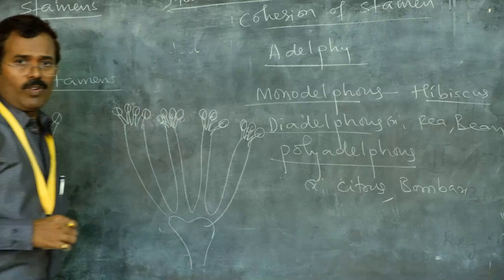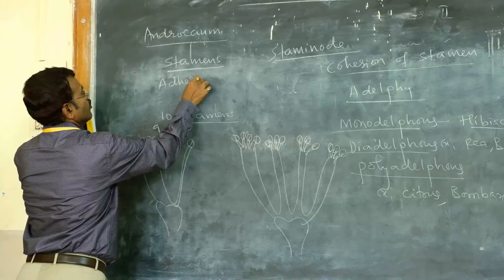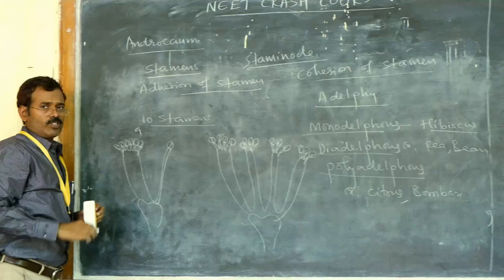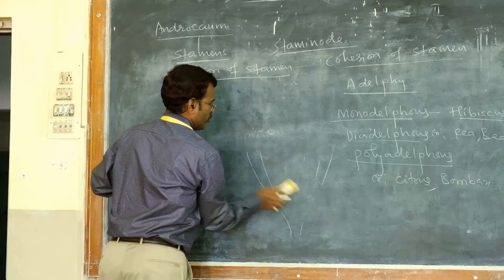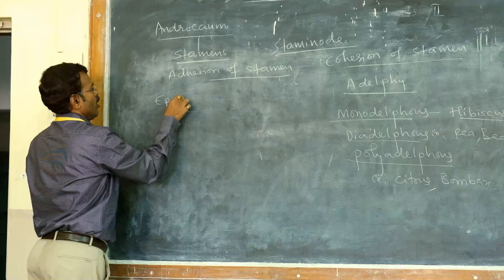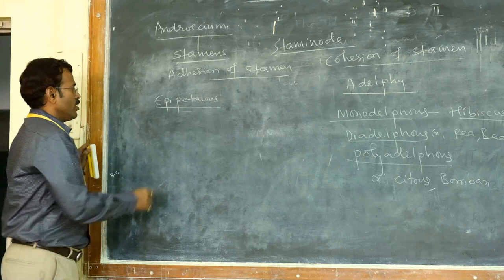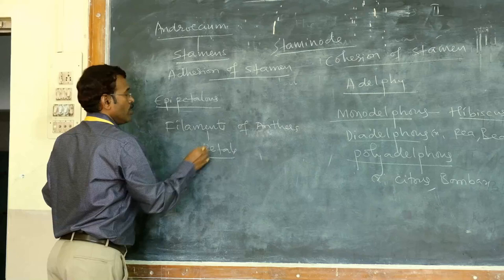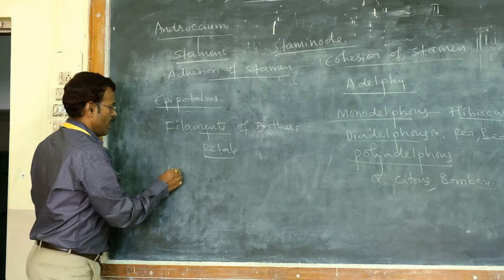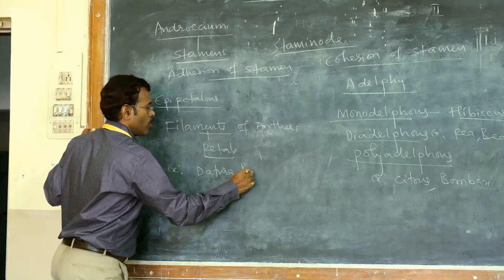Then you have adhesion of stamens. In adhesion of stamens, the anther can be attached to other floral parts. First one may be epipetalous condition. When the filaments of the stamen are attached to the petals, then it is called an epipetalous condition. Epipetalous condition you can see in examples such as Datura, Brinjal, Vinca.